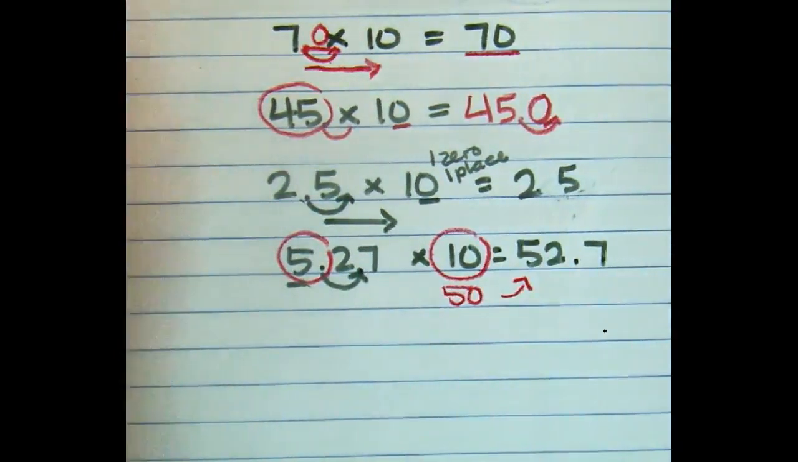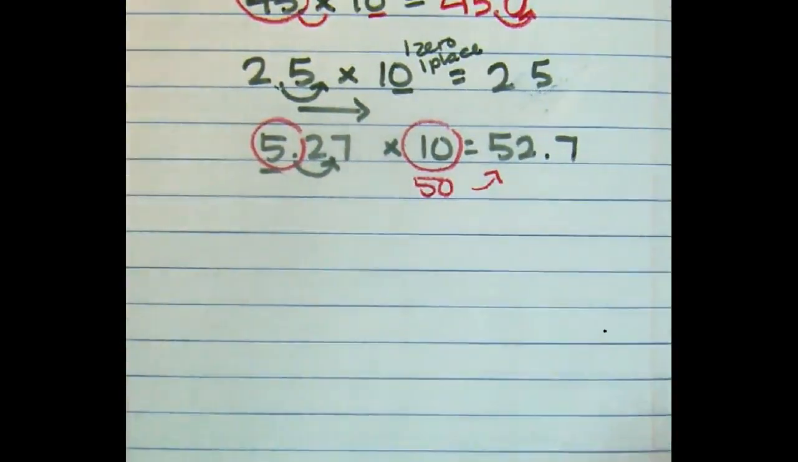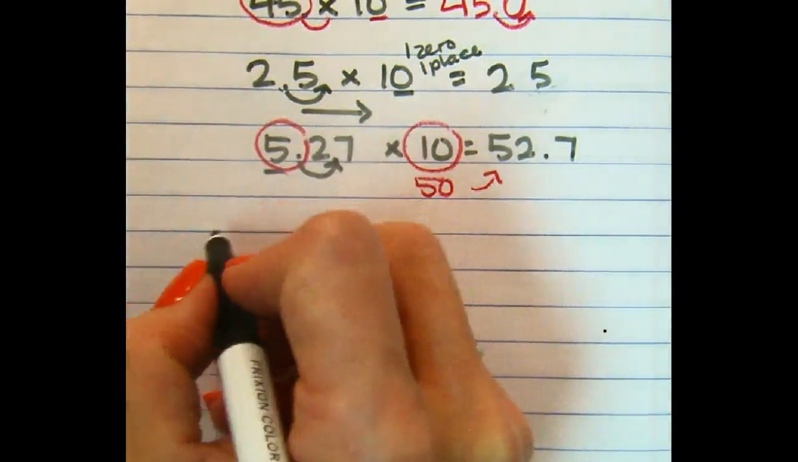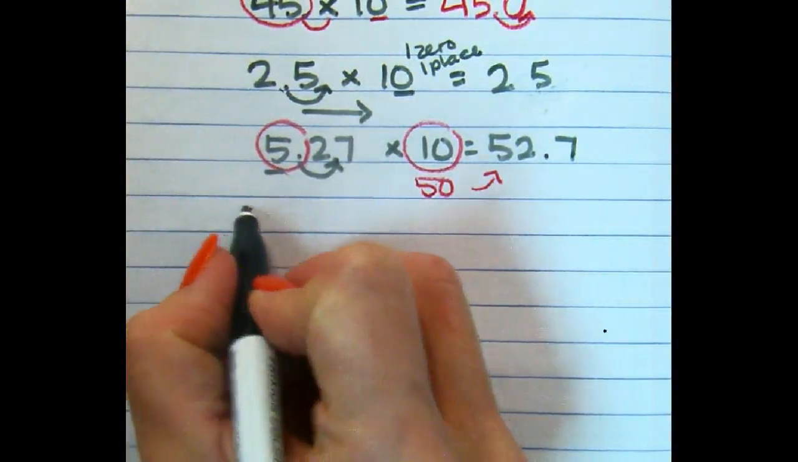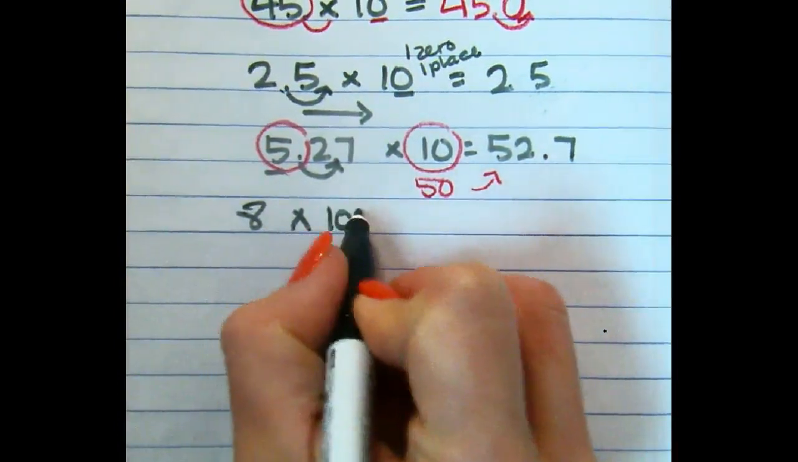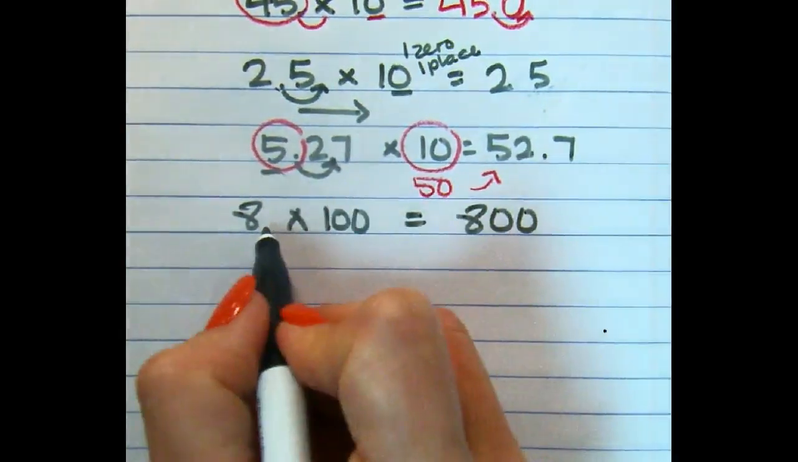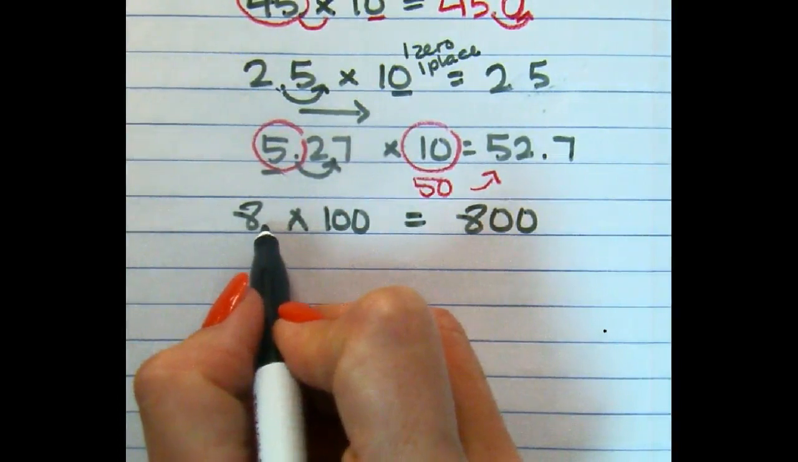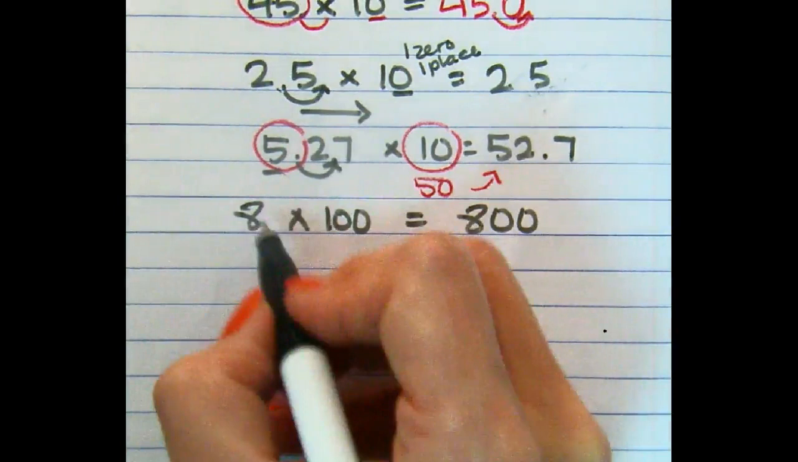We can also do the same thing, but move over twice if we're multiplying times 100. So let's practice that. Let's say, for instance, we had the whole number 8. 8 times 100. We all know that that would be 800, but let's see why. If we think about moving decimals, here is our decimal. You can always place a decimal after the whole number.